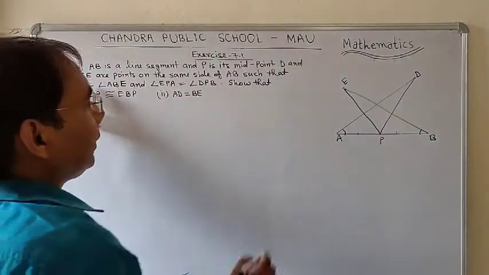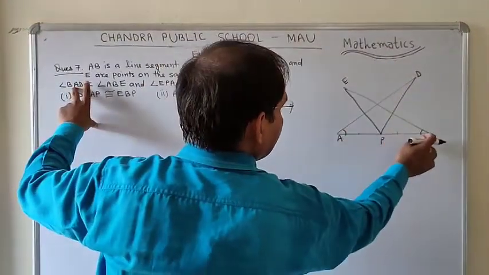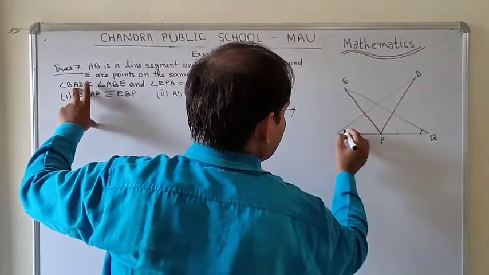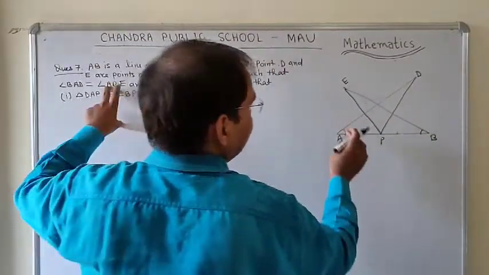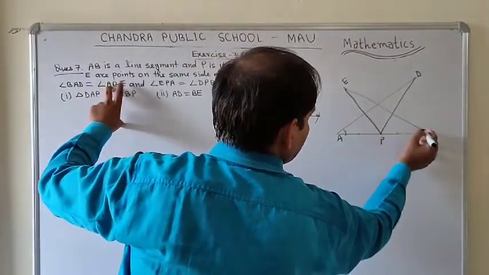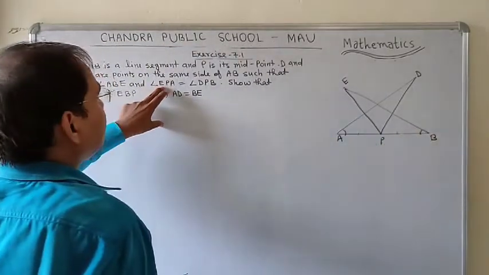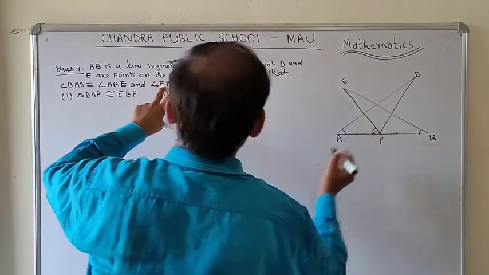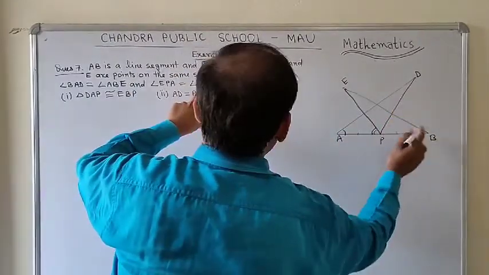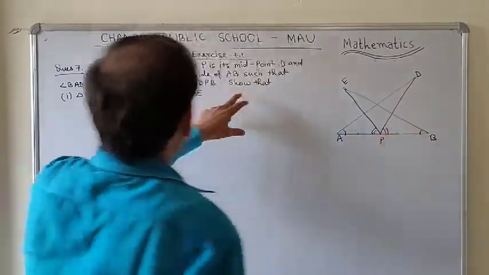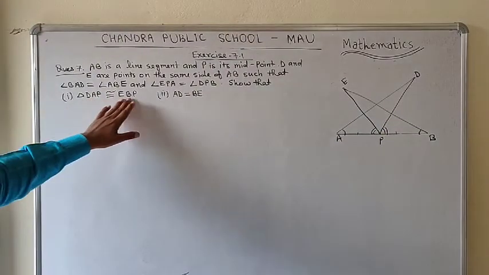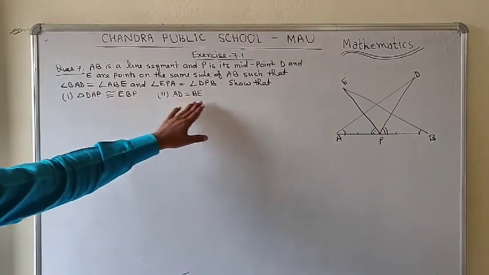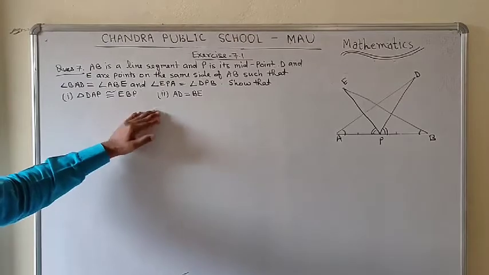angle BAD equals angle ABE. It is given that this angle is equal to this angle, and it is given that angle EPA, this angle, is equal to angle DPB. Then you need to prove that triangle DAP is congruent to triangle EBP and AD equals BE. So these two parts you need to prove.